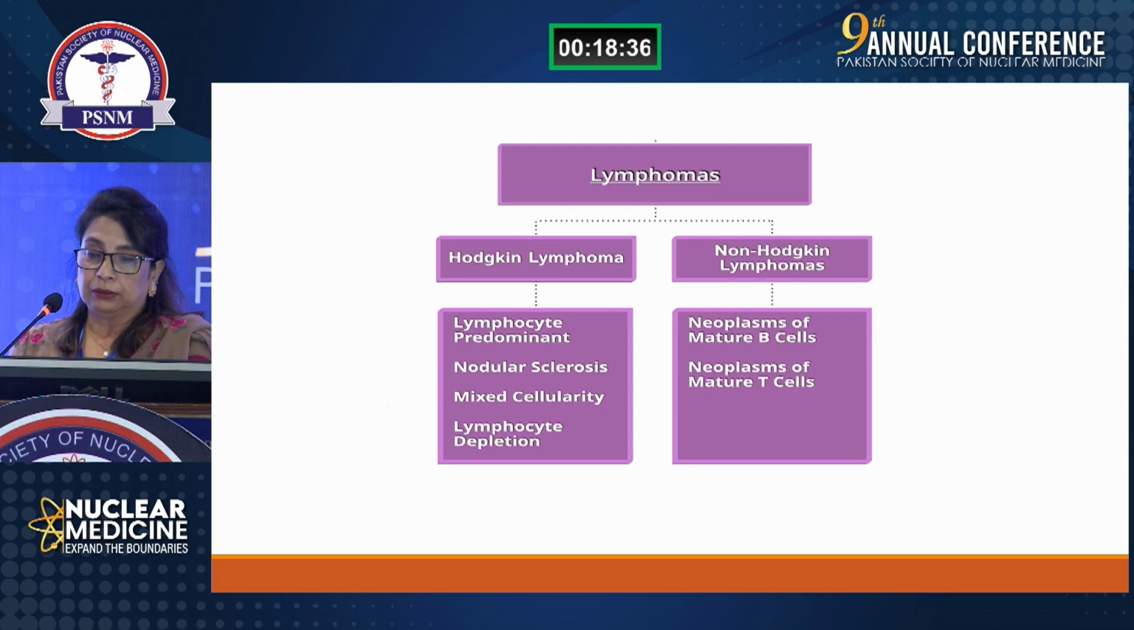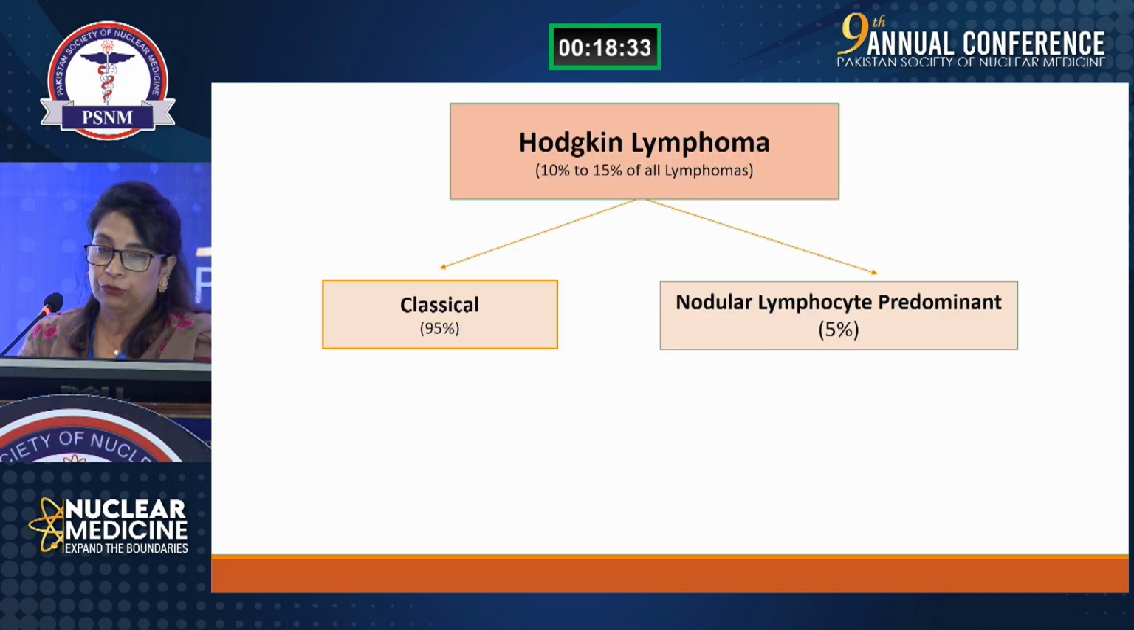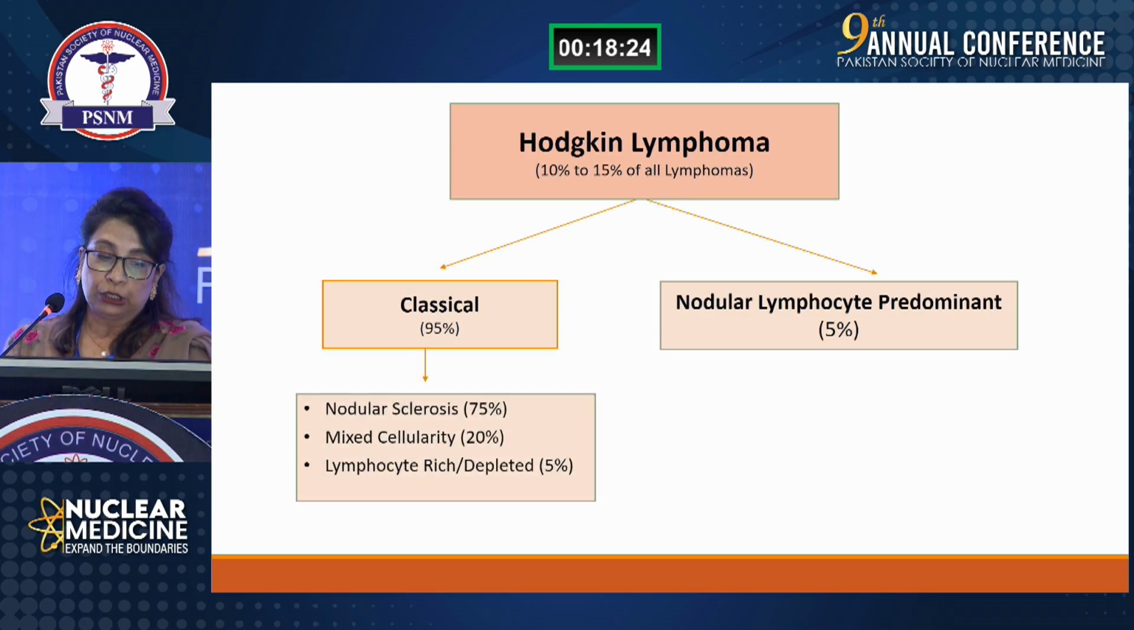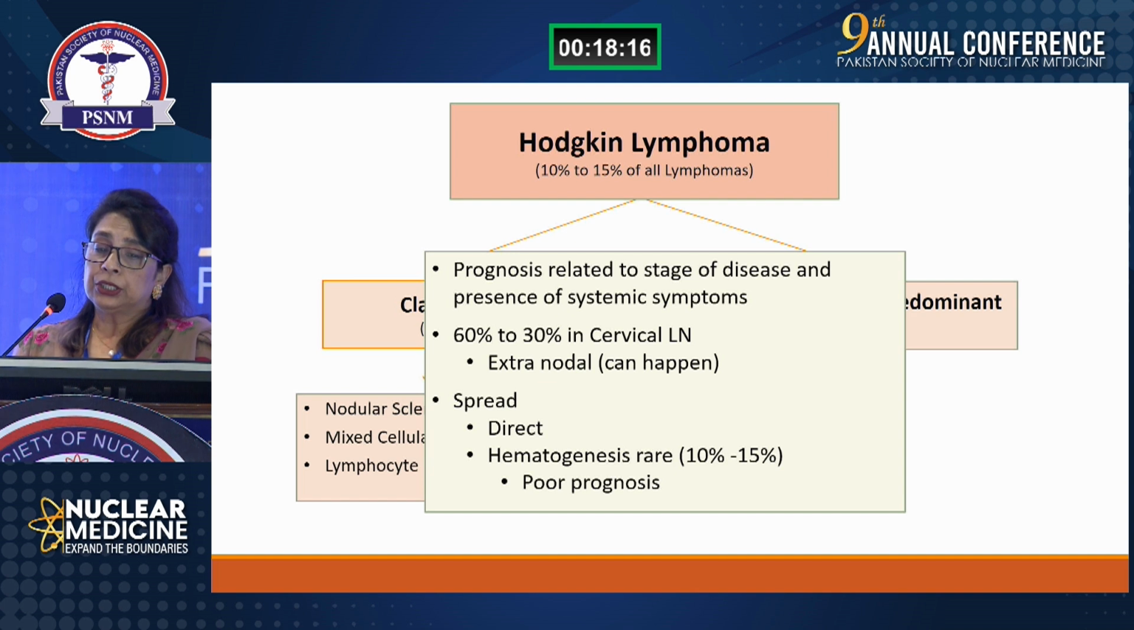This is how they may be divided, but I like to divide Hodgkin lymphoma into the classical and the nodular lymphocyte predominant, because the classical is primarily 95%. It includes the nodular sclerosis, the mixed cellularity, and the lymphocyte rich or depleted. Now, the prognosis is related to the stage of the disease and the presence of systemic symptoms. 60 to 30% of these occur in the lymph nodes, but extranodal involvement has been reported. The spread is direct, and hematogenous spread can occur in 10 to 15% of cases, and if that happens, then that's a poor prognosis.